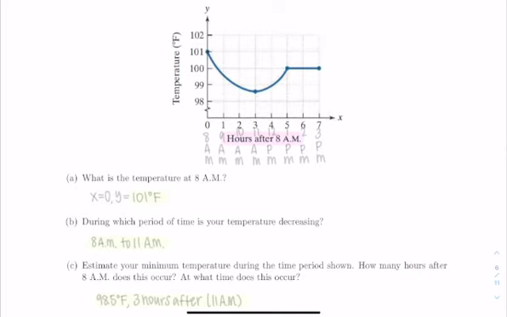What is the temperature at 8 a.m.? So remember that the x-axis is the hours after 8 a.m. So 0 hours after 8 a.m. would be 8 a.m. One hour would be 9 a.m. 2 hours would be 10. 3 hours is 11 a.m. 4 hours is now 12 p.m.